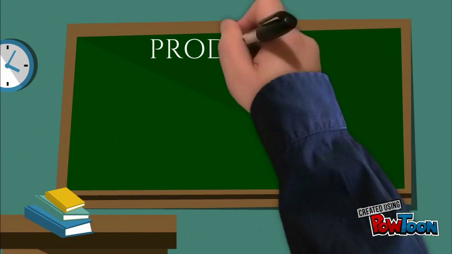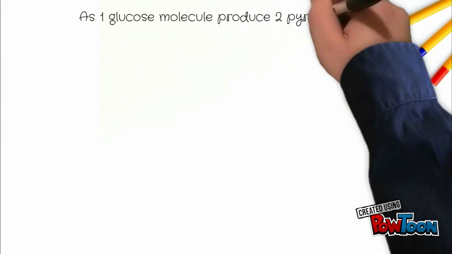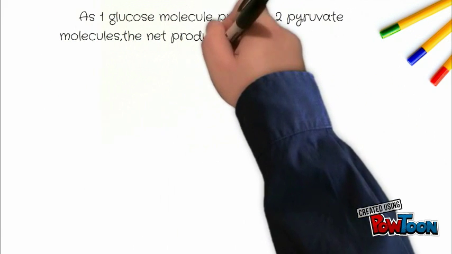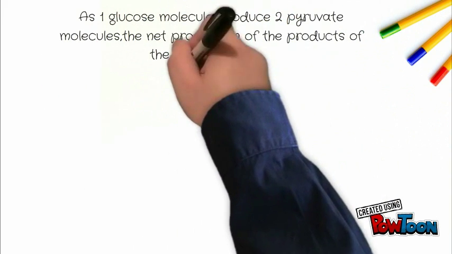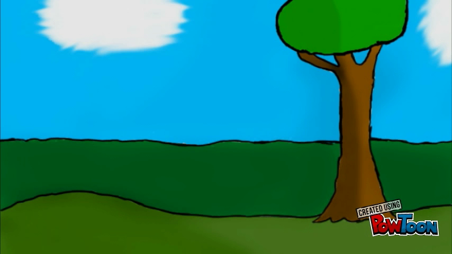One TCA cycle produces 4 NADH, 1 FADH2, 1 ATP, and 3 carbon dioxide. As one glucose molecule produces 2 pyruvate molecules, the net production of the products of the Krebs cycle are 8 NADH, 2 FADH2, 6 carbon dioxide, and 2 ATP molecules.